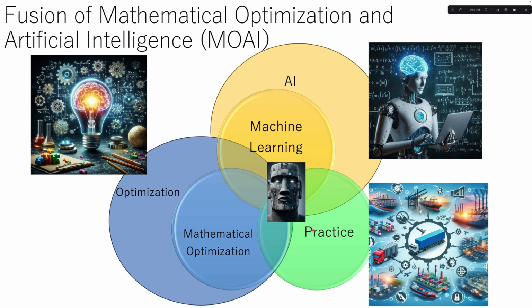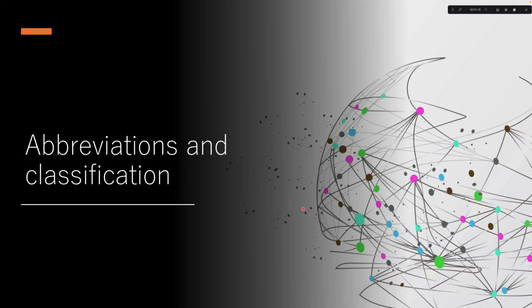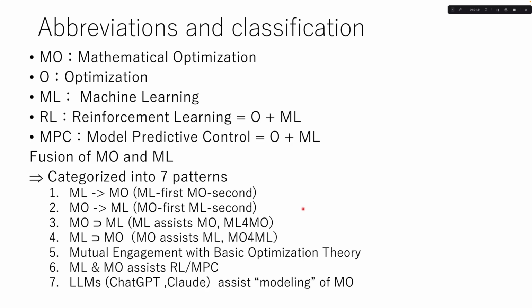In the following sections, I will explain the classification of MOAI, propose some new methods, and discuss their applications. Before diving into the main topic, let me introduce the abbreviations that will be used in this presentation. MO stands for mathematical optimization. O refers to the broader concept of optimization. ML stands for machine learning. RL, which is a part of machine learning, stands for reinforcement learning, which has a closer relationship with optimization. MPC stands for model predictive control. RL, MPC, and dynamic programming and optimization are essentially targeting the same type of problems.